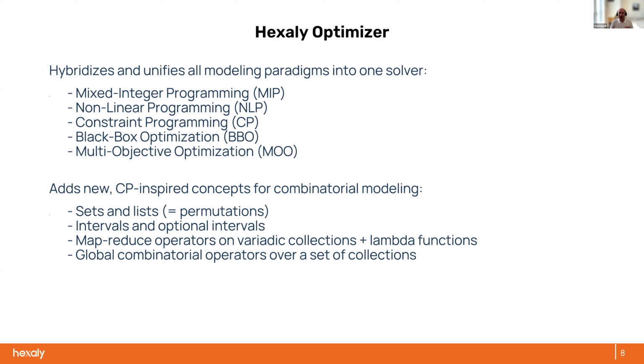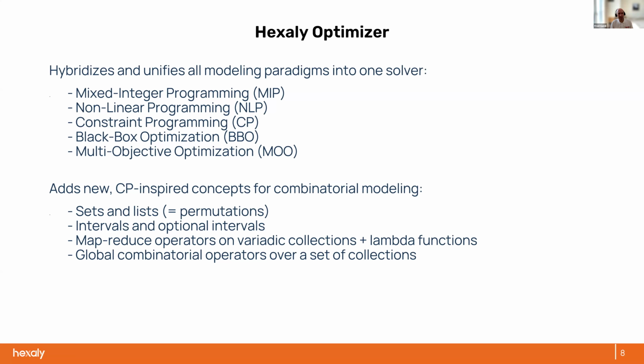For combinatorial modeling, we have introduced what we call sets and lists. Lists are the name for permutations inside Hexaly. These concepts are really new, I would say, as a modeling interface of mathematical optimization solvers. Intervals and optional intervals are not totally new. It's slightly different from what you have in constraint programming solvers, but these concepts were present for 10 years in CP solvers, like CP Optimizer from CPLEX, now CP-SAT or OR-Tools. But we have added some concepts, especially optional intervals.